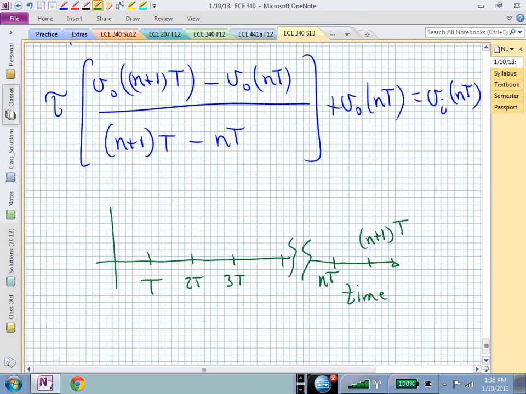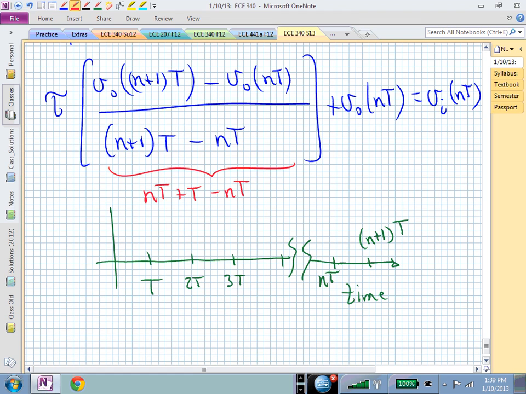I can clean this up and get a linear difference equation. What's the denominator here look like? This cleans up pretty nicely. This is nT plus T minus nT. That's just the time interval between samples, capital T. That's all I have in the denominator. This is just the output at this time instant minus the output at this time instant divided by this time interval. That's my derivative approximation. And I'm scaling it by tau.